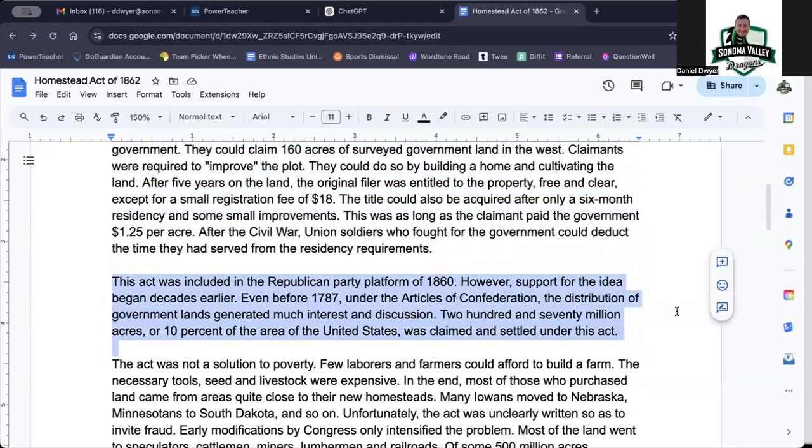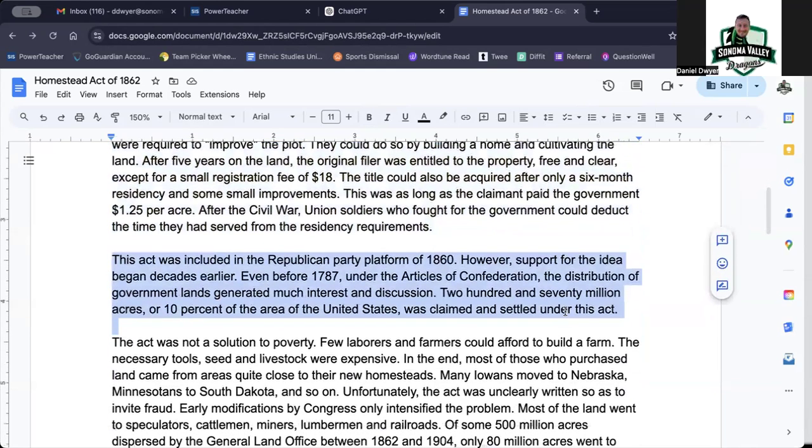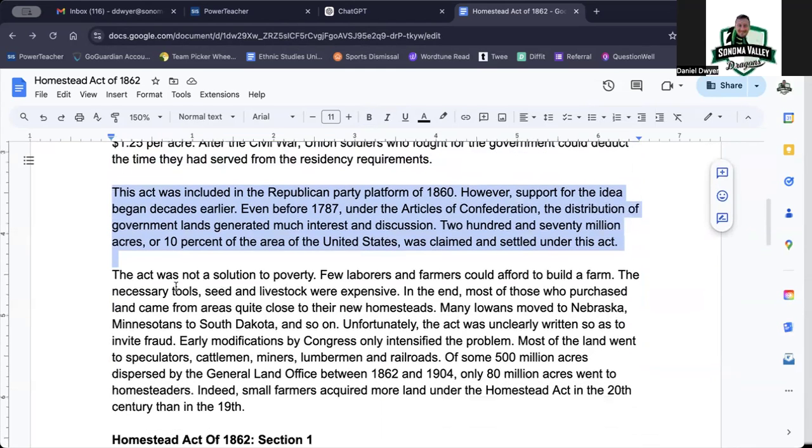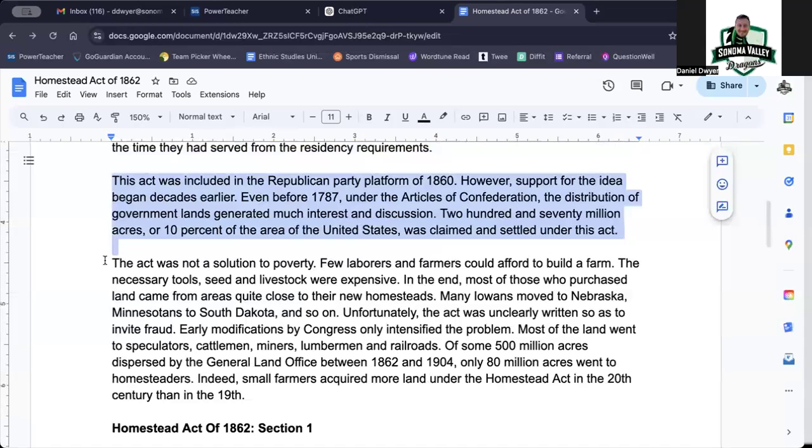However, support for the idea began decades earlier. Even before 1787, under the Articles of Confederation, the distribution of government lands generated much interest and discussion. 270 million acres, or 10% of the area of the United States, was claimed and settled under this act.